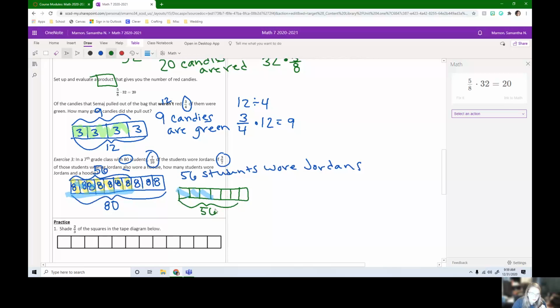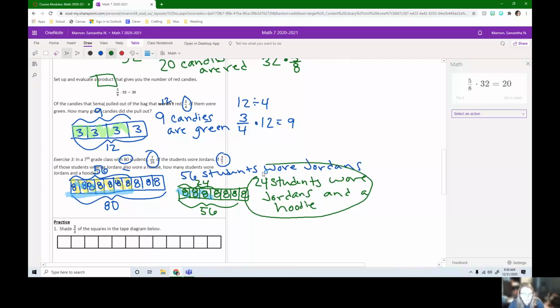So we have 56 students that wore Jordans. We need to split them up into 7ths, and 3 of those 7ths wore hoodies. So if we have 56 divided by 7, we're going to get 8 in each box. So here's 8, 8, 8. 3/7 of those would be these 3 right here. That is 24. So overall, 24 students wore Jordans and a hoodie. So that is our final answer. 24 students wore Jordans and a hoodie.